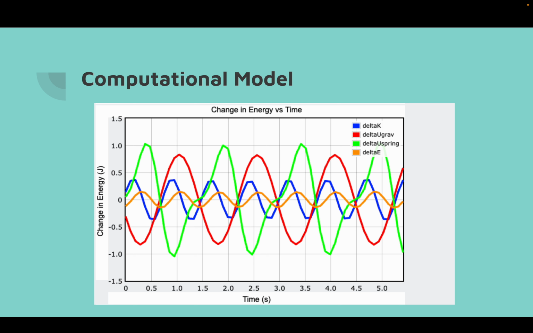Next, let's look at the computational model. This really shows how the change in energy all equals 0, and you can see the oscillations between the delta K, the delta gravitational, and the delta spring energies.